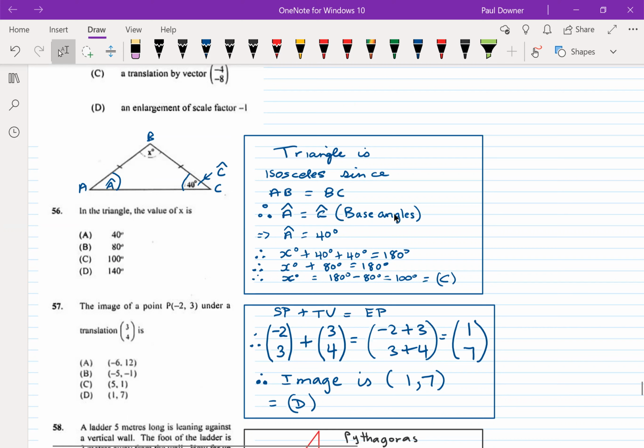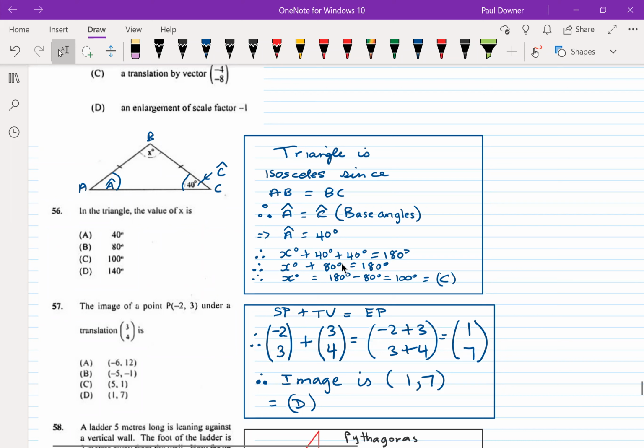Equal. So base angles A and C will be equal. So if this is 40, it means this has to be 40 as well. Now, of course, we just revised that the sum of the internal angles will be 180. So if I add up this, this, and this, I must get 180. So I wrote it down. X, which is this, plus 40 here and here must give us 180.